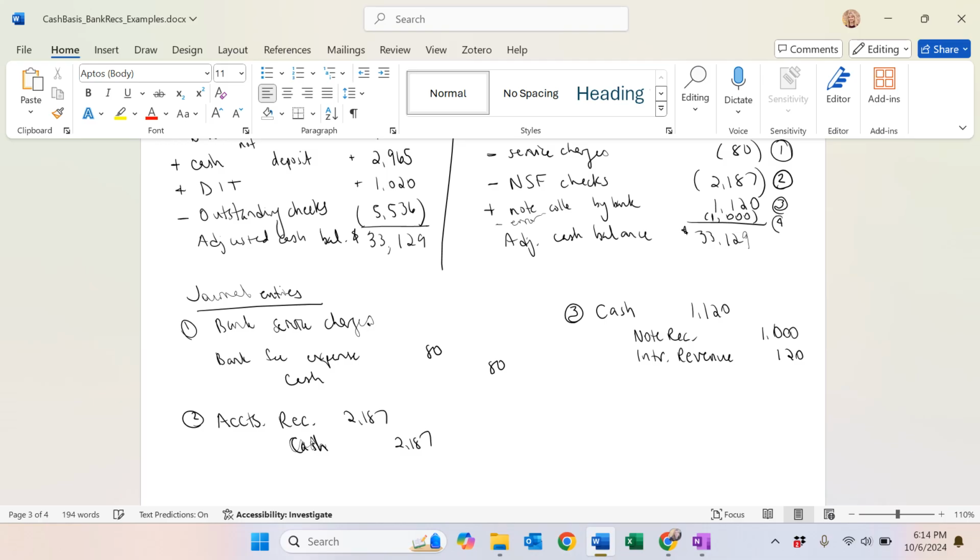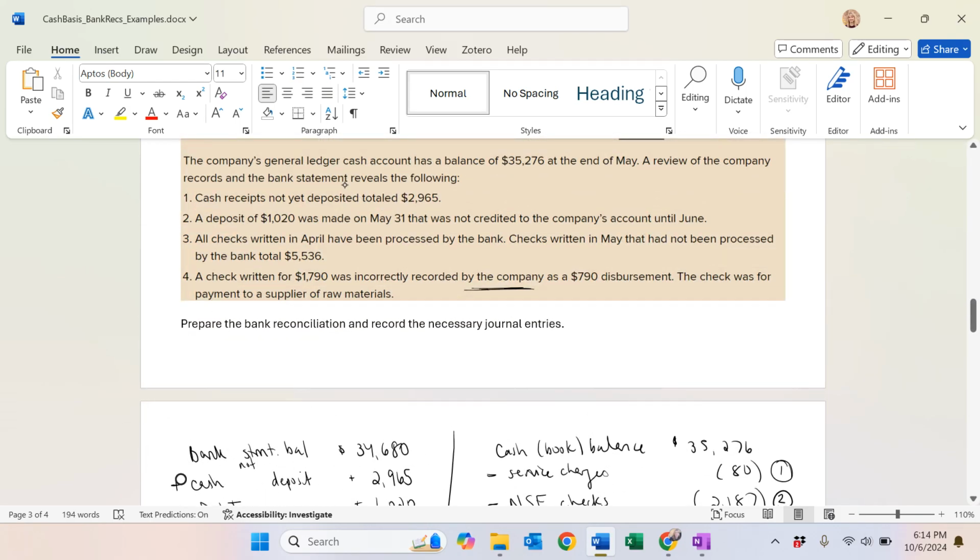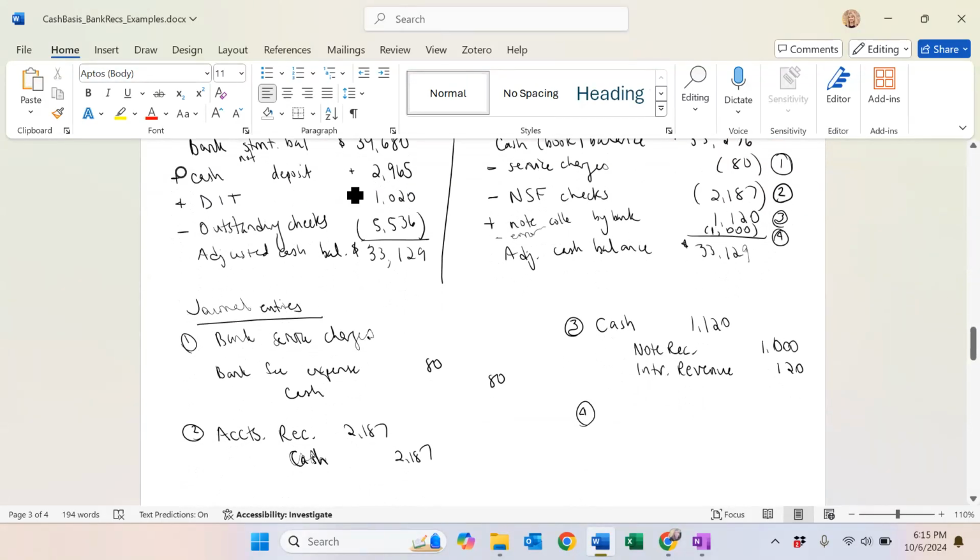And finally, the journal entry for this error. To correct that error, we had written out a check for $790. So when we did that, we paid out cash of $790, and we probably took off an account payable when we paid that $790. We made our check. We probably had some bill outstanding, and that should have been for $1,790. So let's decrease accounts payable with a debit for $1,000, and let's credit cash for $1,000 to fix that error.